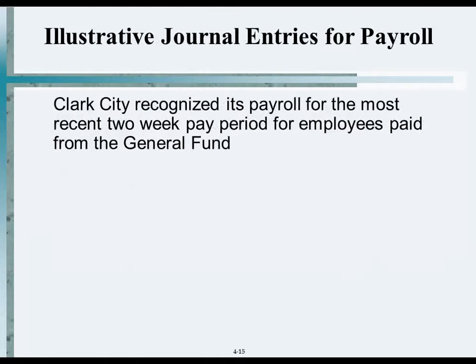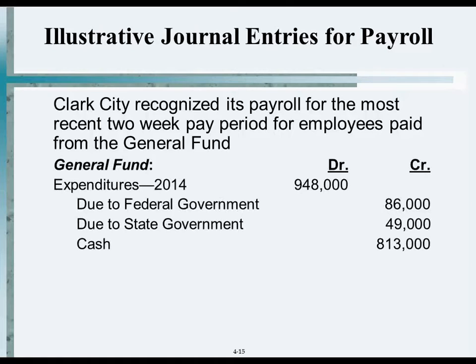payroll. Expenditure, the payroll for this period was $948,000. Federal government looks like what? Taxes. They are the taxes, right? Social Security and federal taxes. State government, that's the state tax plus the unemployment insurance. And cash is your net pay, okay? That's going out to the employees. This is how we book the payroll. All right?